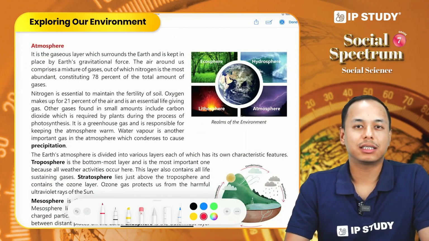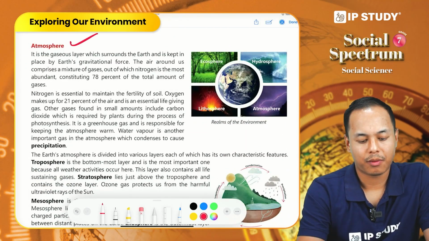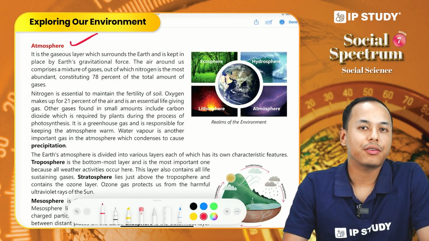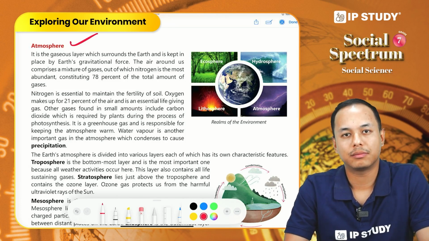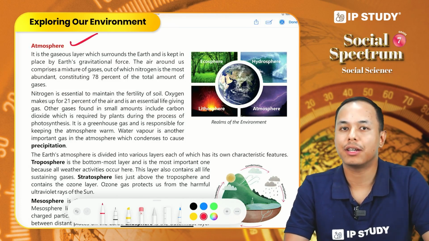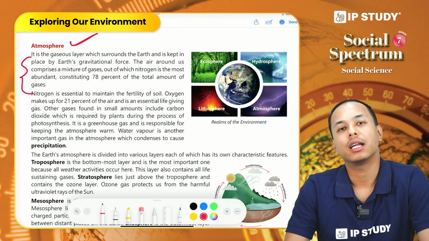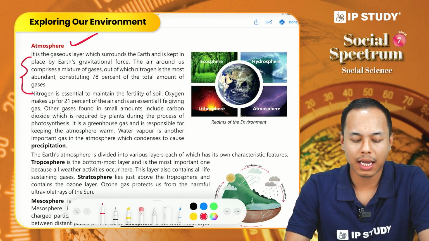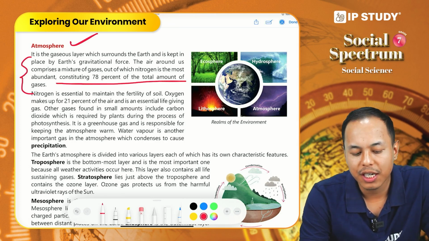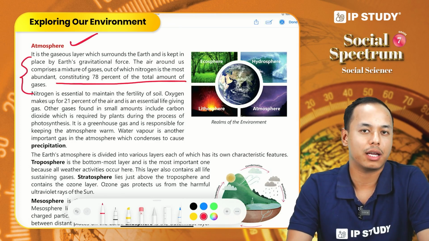Now let us discuss the atmosphere. So atmosphere is the gaseous layer of air that surrounds the earth. Okay, and it is held by the earth's gravitational force. So when we talk about the composition of the atmosphere, nitrogen is the most abundant gas and it constitutes 78% of the total amount of gas.